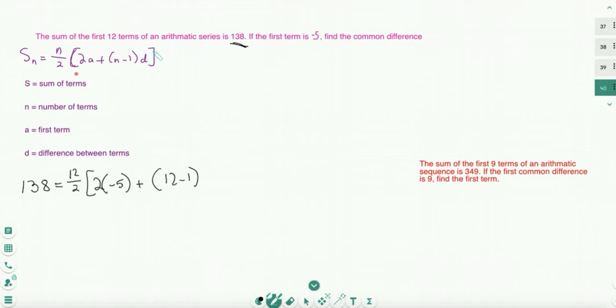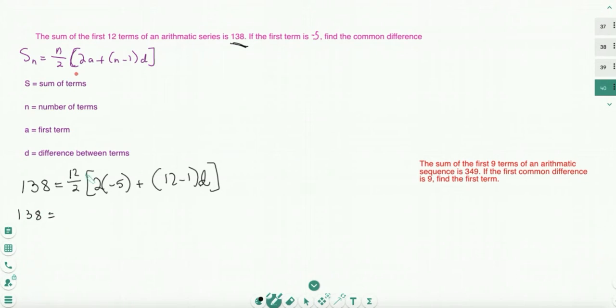Do we know the difference between the terms? No. We just know the first 12 terms add to 138, and the first term is negative 5. And we're actually trying to find the difference between the terms. So we're actually looking for D. That's our goal, to find the difference between each term. Let's write it out and simplify it.